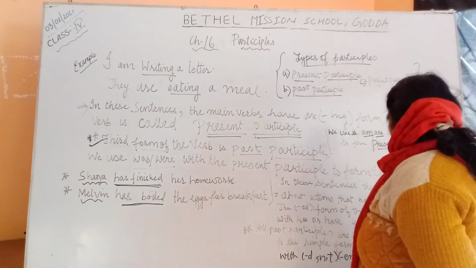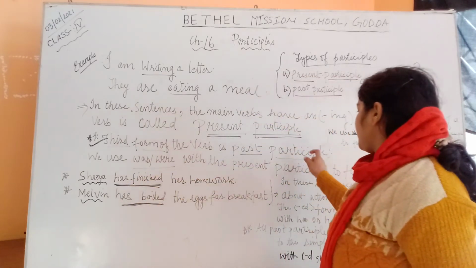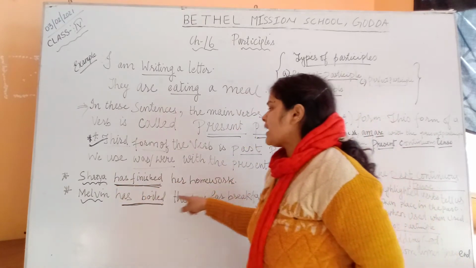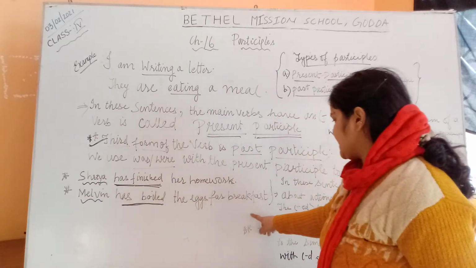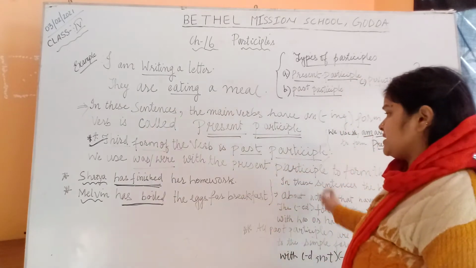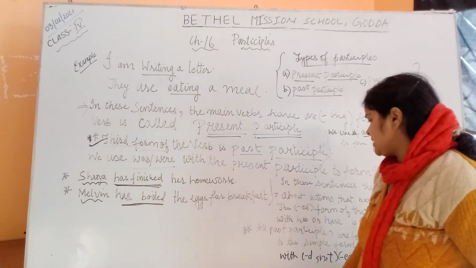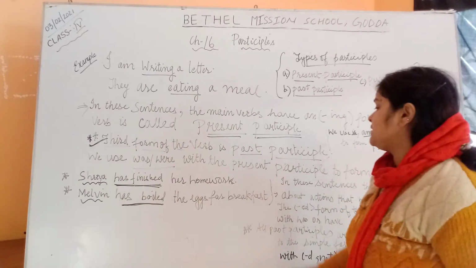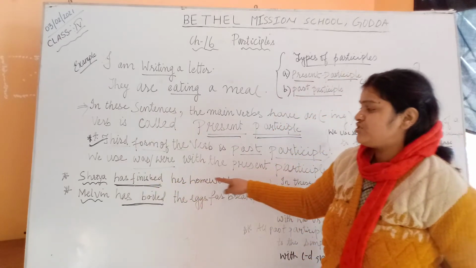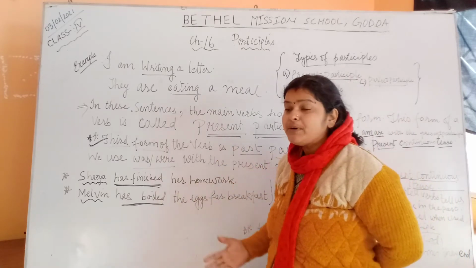Okay? So, now the second form is the past participle. Okay? Shreya has finished her homework and Melvin has boiled the eggs for breakfast. These are the two sentences where we will see how the past participle is being used. In these sentences, the highlighted verbs tell us about the action that has taken place in the past. Shreya has already done the homework, but the work has been done in the past time.